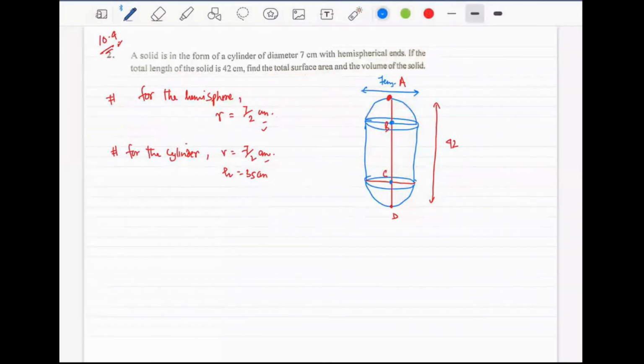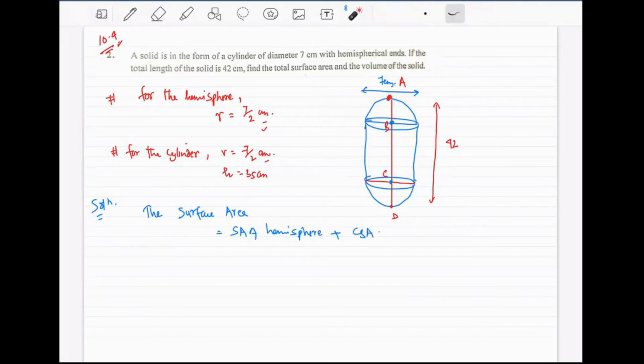So coming to the surface area, let's continue the solution from the previous day's class. The surface area of hemisphere plus curved surface area. Remember the CSA, I'm writing it as short for curved surface area. So curved surface area of cylinder plus surface area of hemisphere. The three parts differently.